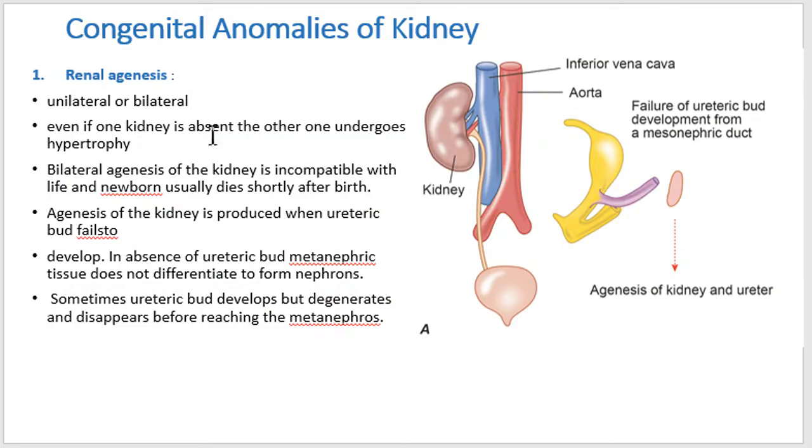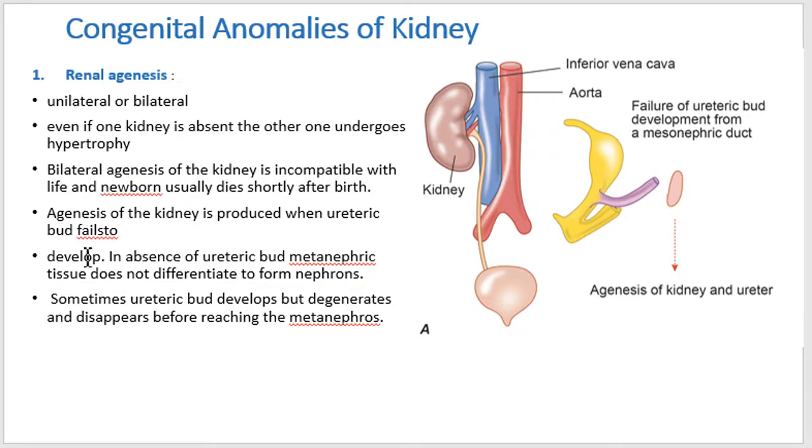Anomalies of the kidney. There is absence of the kidney. It may be unilateral or bilateral. If one kidney is absent, the other undergoes hypertrophy. When there is bilateral absence of the kidney, the newborn usually dies after birth.